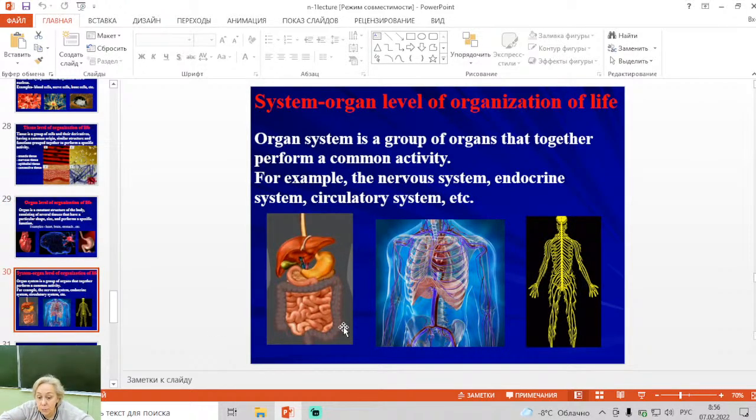Next level, the organ system level of organization of life. An organ system is a group of organs that together perform a common activity. For example, the nervous system, endocrine system, circulatory system. On this slide you see the digestive system, circulatory system, nervous system.